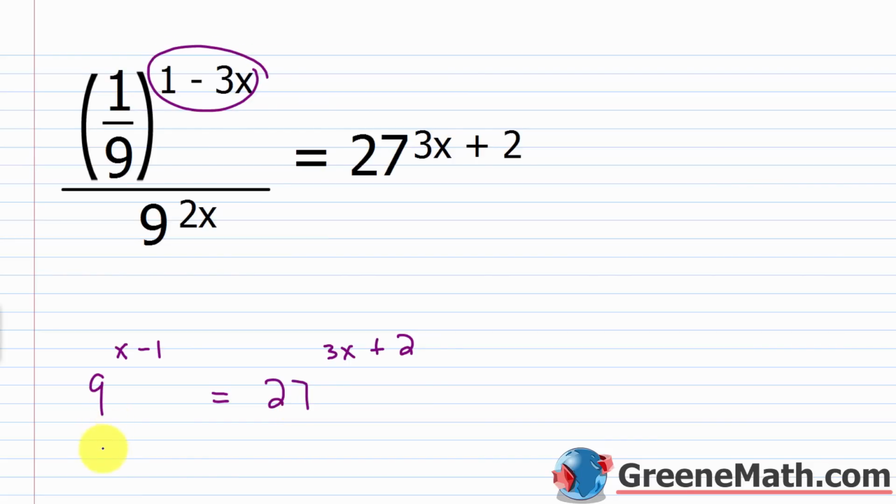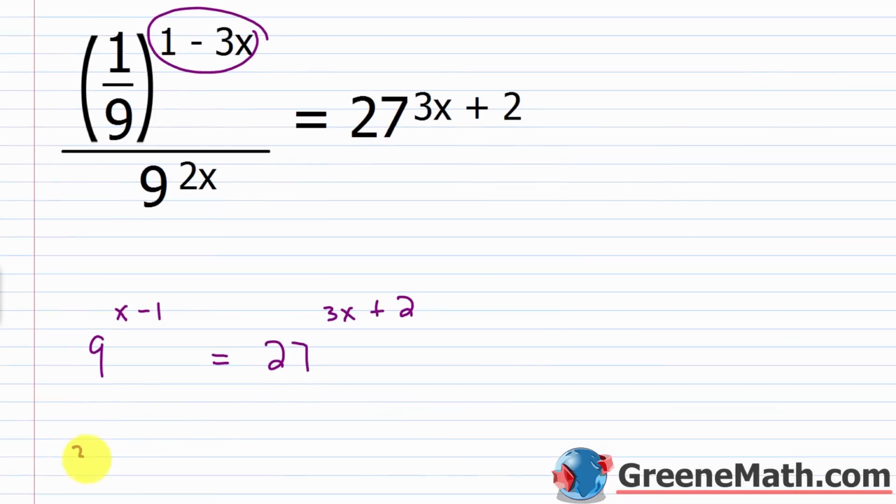So this right here would be 3 squared. So I'd have 3 squared raised to the power of x minus 1. So power to power rule, 2 will multiply x minus 1, that quantity. This equals 27, which is 3 cubed. So you'd have 3 cubed raised to the power of 3x plus 2. Power to power rule. 3 would multiply the quantity 3x plus 2.